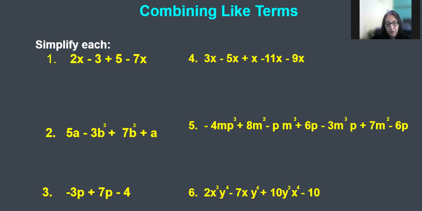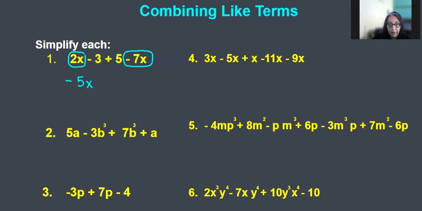So when I read this, 2x minus 3 plus 5 minus 7x, I hear x's, so we need to combine those like terms. 2x and negative 7x. A minus is the same thing as a negative. Remember, the way I like to do it is I like to circle the whole term with the sign that's in front of it. So 2x and negative 7x is negative 5x.